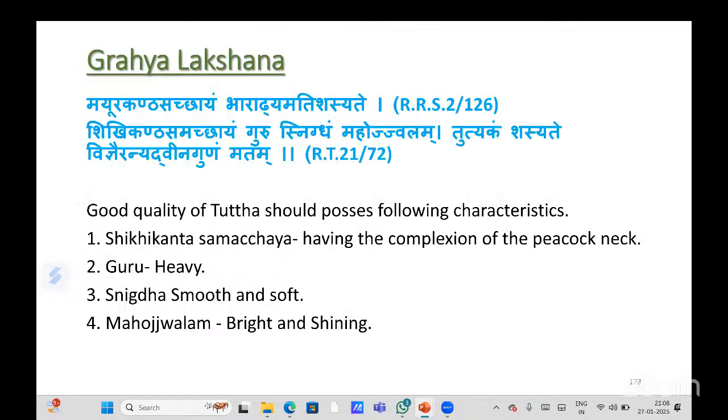Okay, so coming to the Grahya Lakshanas. A good quality Tutta should possess the following characters, that is Shikhi Kantha Samakasha, having the complexion of a peacock neck. It is Guru, heavy in nature, Snigdha, smooth and soft, Mahojwalam, bright and shiny.